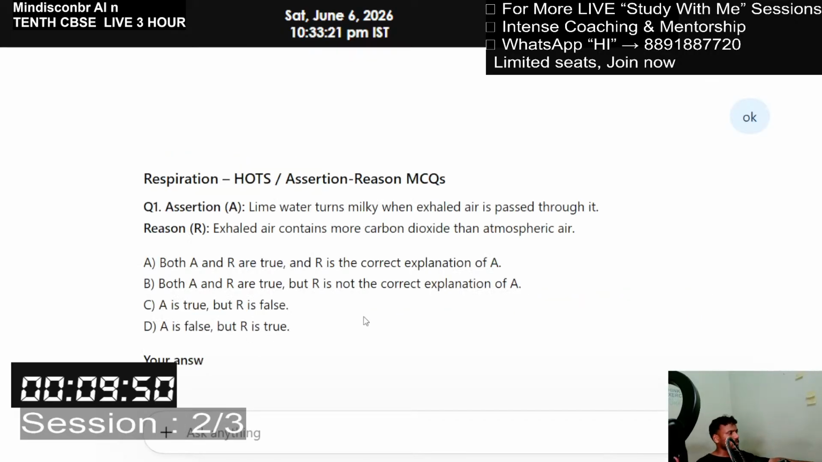Assertion: lime water turns milky when exhaled air is passed through it. Exhaled air contains carbon dioxide. So when carbon dioxide combines with lime water, the lime water turns milky. Reason: exhaled air contains more carbon dioxide than atmospheric air.